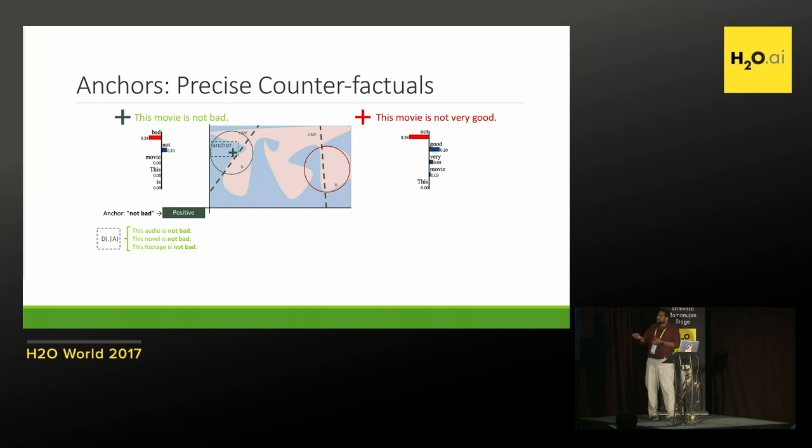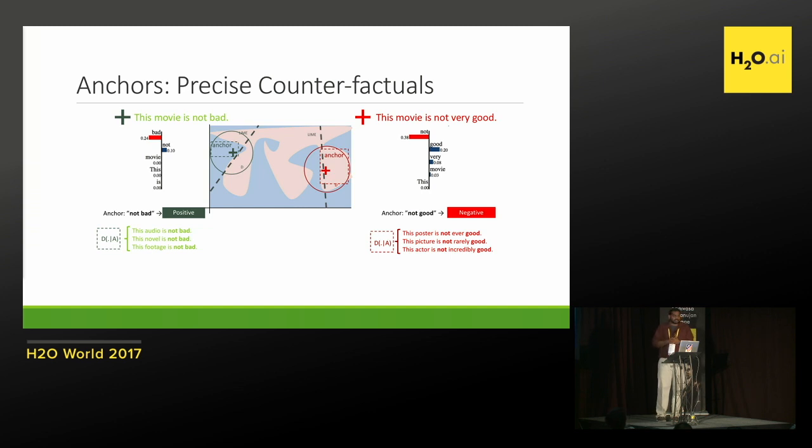So anchors now start looking like a square instead of a line because it's a rule. It's not a set of coefficients. Right? For this other example, the anchor looks like another square, where it means that if it's not good, then you say it's a negative sentiment. And these are examples of sentences that sort of fall under this anchor.